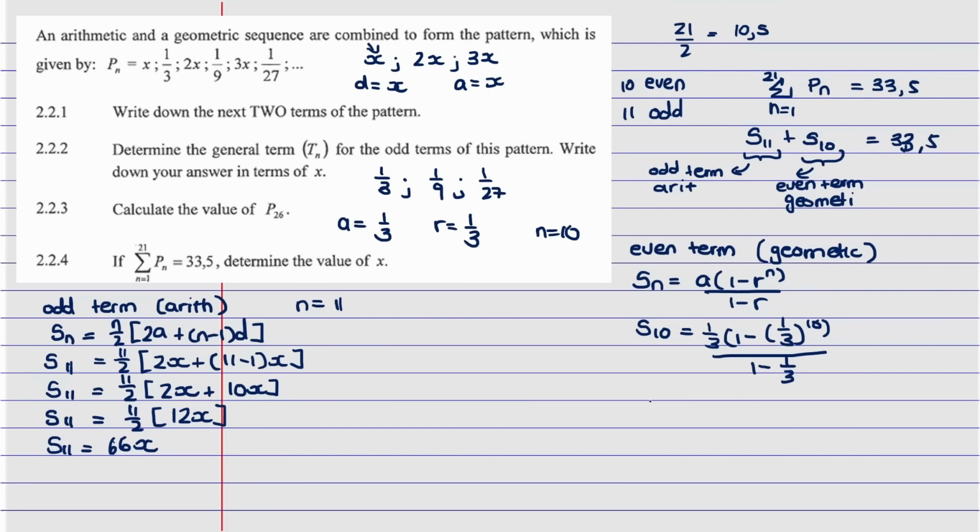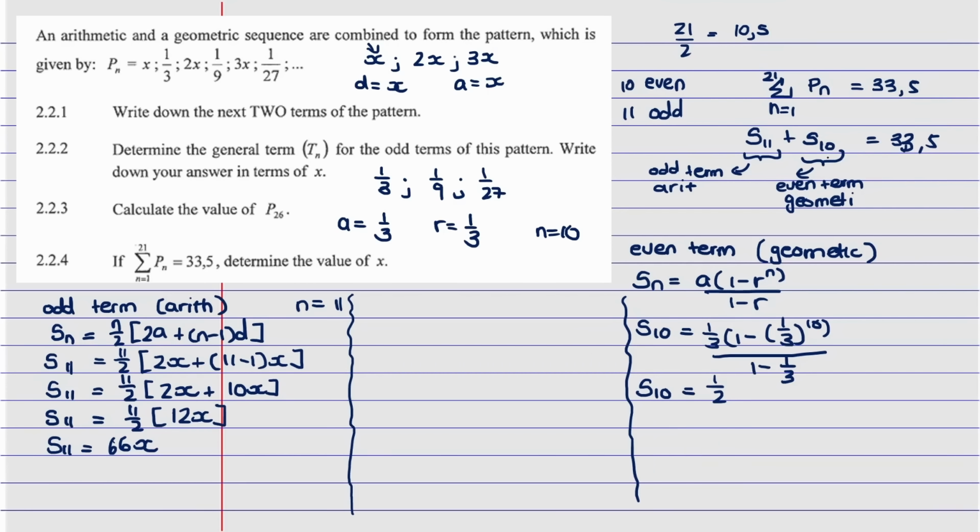Punch this into the calculator. We see that S10 is equal to what? It's actually equal to 1 over 2, which is a half, right? So I know that everything is everywhere. So what I'm going to do, I'm going to do this, right?